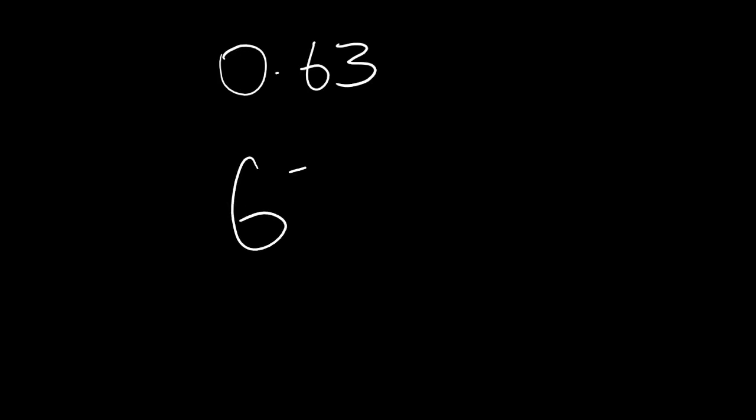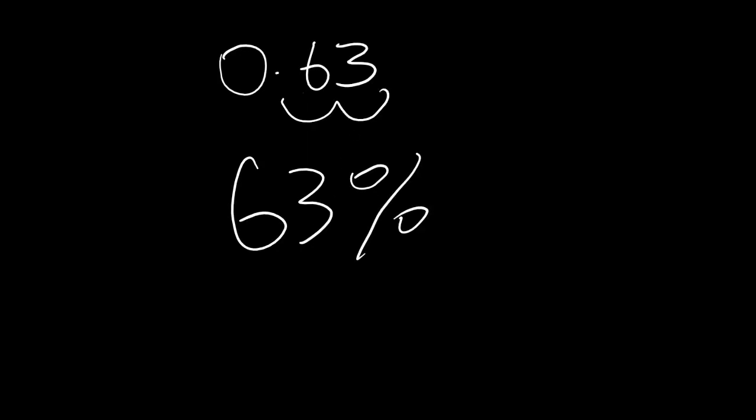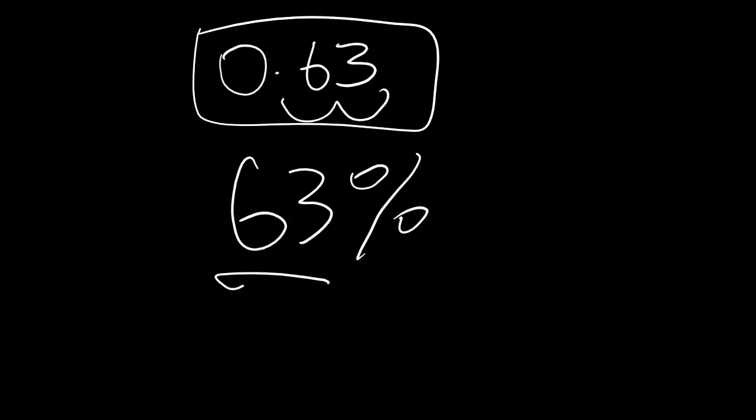I want you to convert 0.63 into a percent. Okay, if you said 63%, you'd be correct. So you move the decimal point twice, right? And again, the number that's inside the percent, in this case 63, should be bigger than the number that it represents, which is 0.63. 63 is bigger than 0.63, so your decimal point has moved in the right direction.